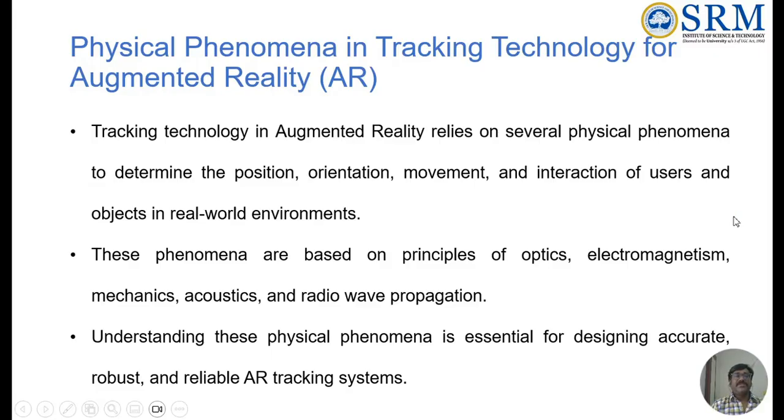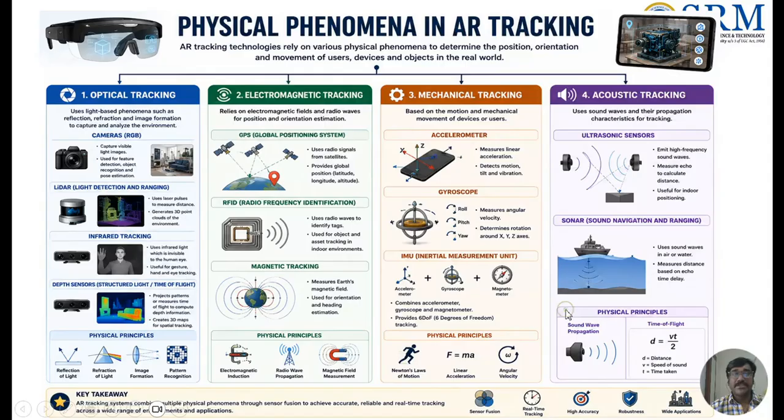And the next one is the physical phenomena in tracking technology for augmented reality. Tracking technology in augmented reality relies on several physical phenomena which determine the position, orientation, movement, and interaction of the users and the objects in the real environment. These phenomena are based on the principles of optics, electromagnetism, mechanics, and then acoustic and radio propagation. Based on that, the sensor signal is taken and analyzed, relating the virtual to the real world. Understanding these physical phenomena is essential for designing accurate, robust, and reliable AR tracking systems.